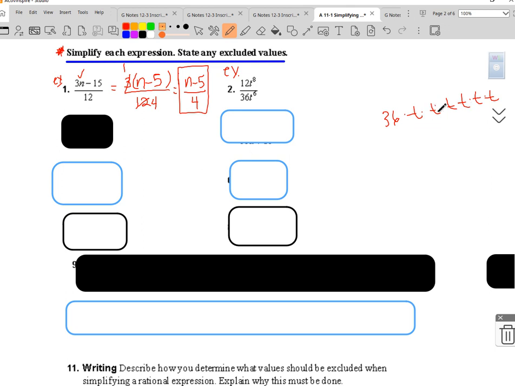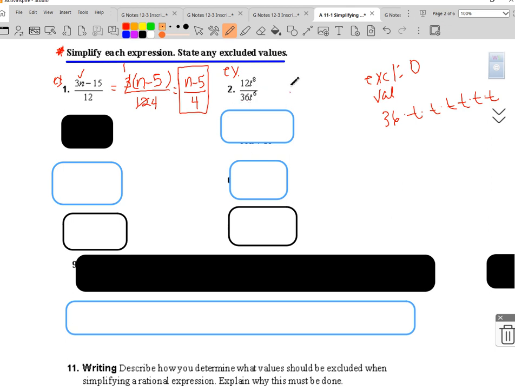Is there a number you can plug in? What is the one number? If you multiply something by this number, you get 0. 0. Right, that's what it is. The only number that will give you 0 in this kind of expression is 0. So we're going to say our excluded value is 0. So when t is 0, 0 to the 6th power is 0. 0 times 36 is 0, right?